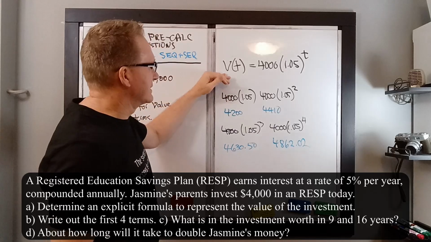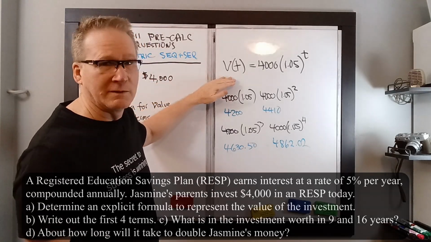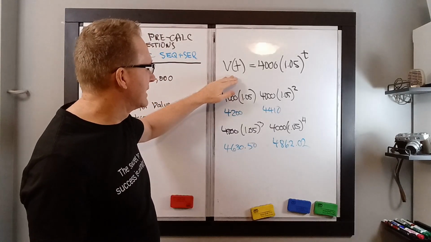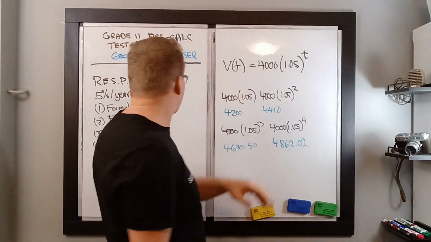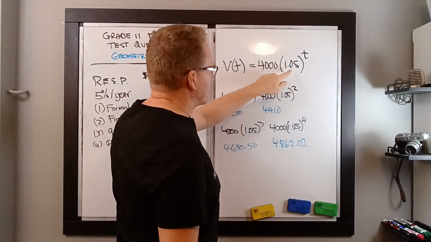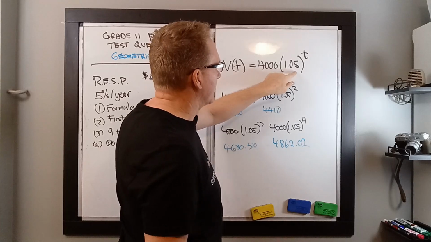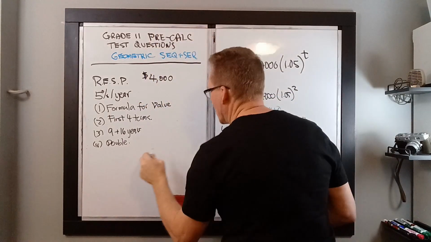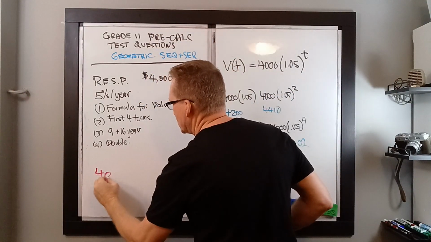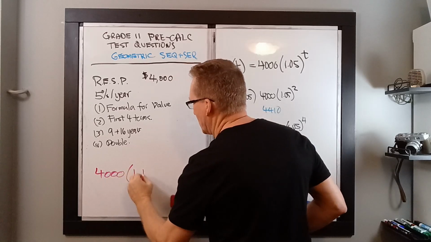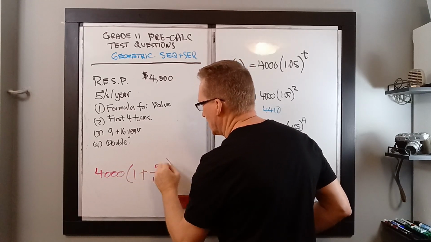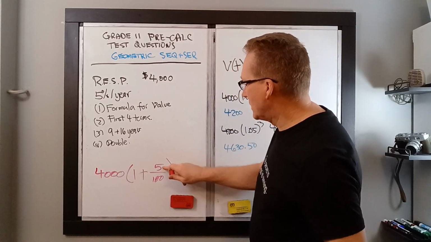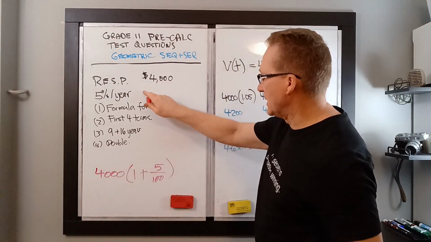So what we have here is a formula for the value of your investment at the end of any specific time period. That would be $4,000, which is the initial amount, times 1.05. You do 1.05 because if you wanted to, you could break it up this way. It's $4,000 times 1 plus 5 over 100. 5 over 100 would be 5%. That's the meaning of percent.